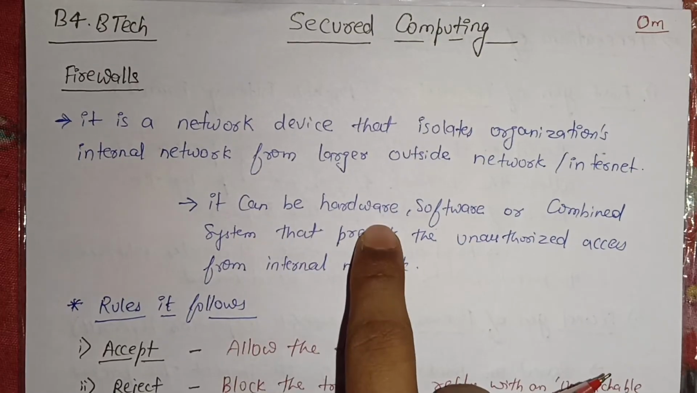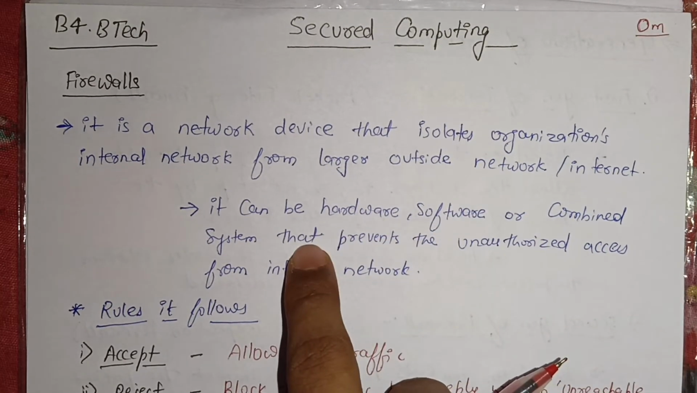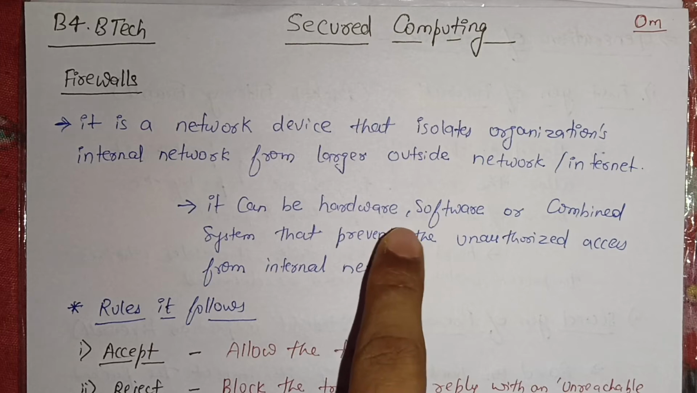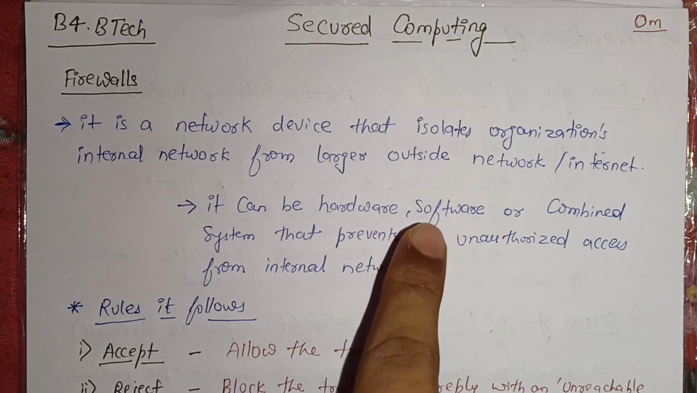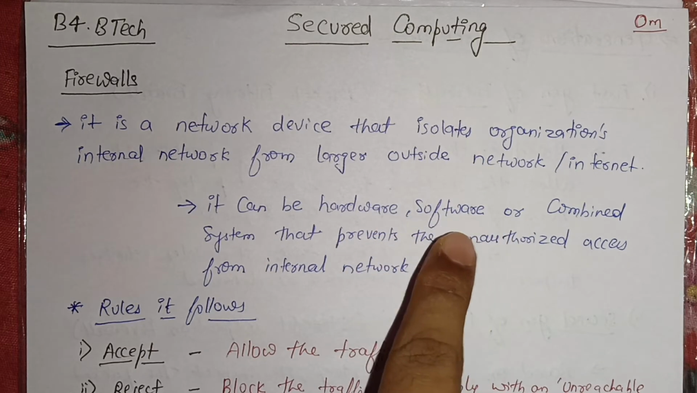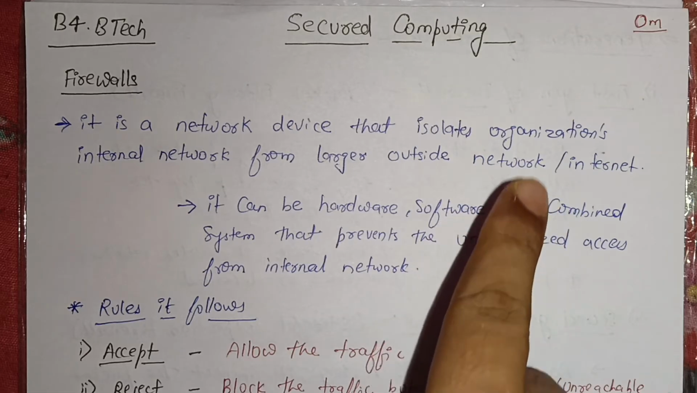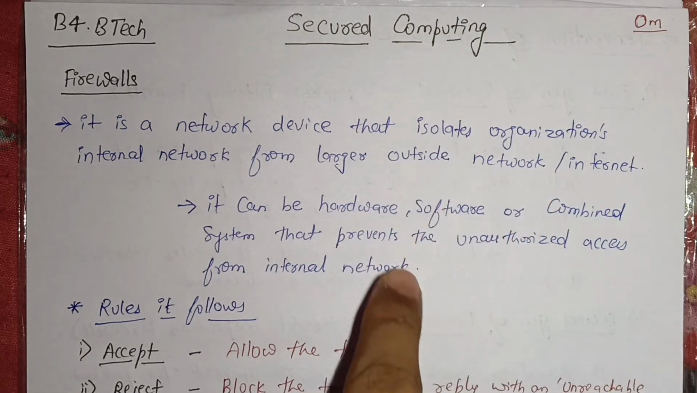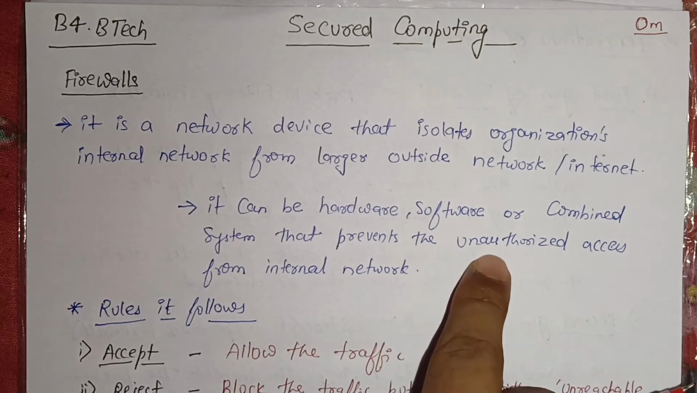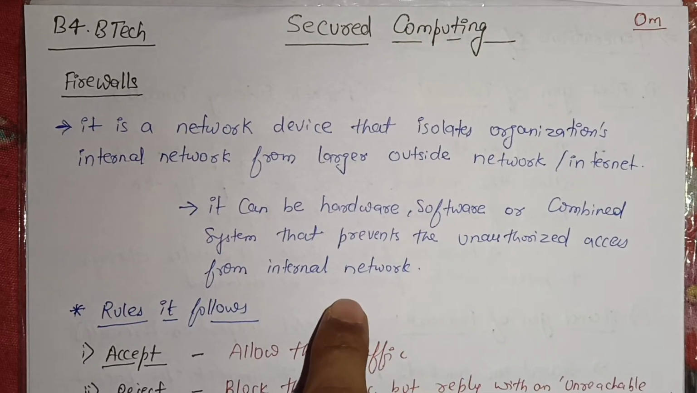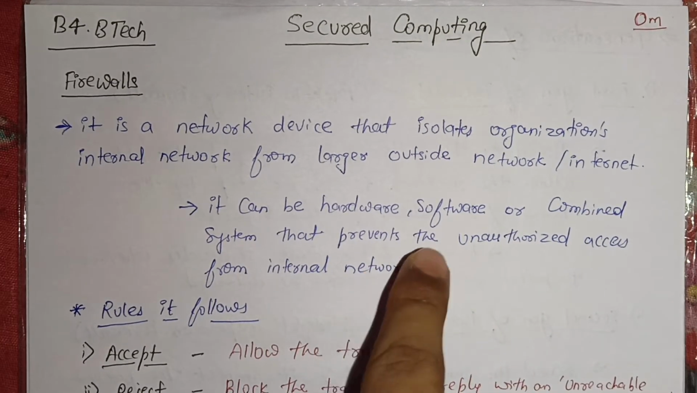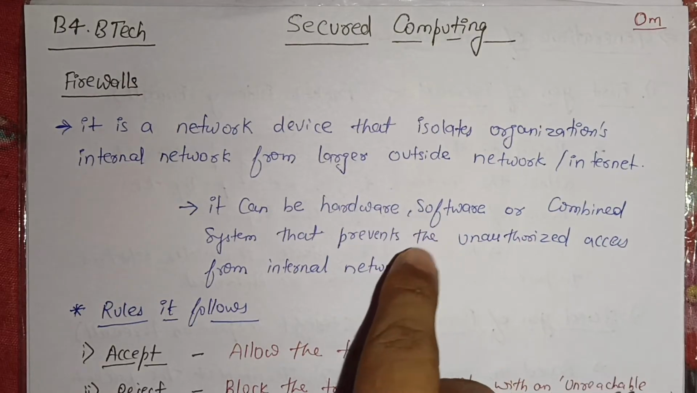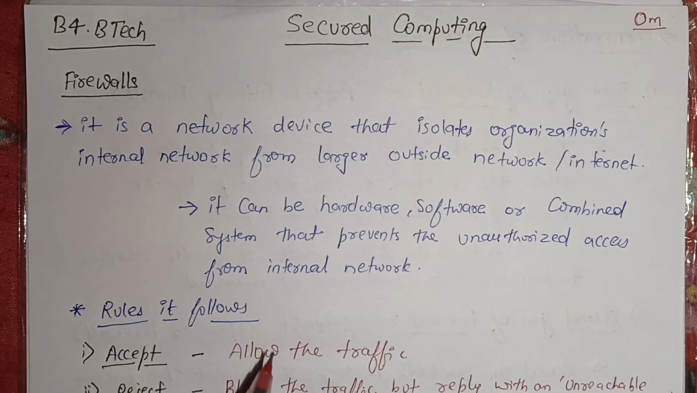So what is it? It can be hardware or software or a combined system. Means you can set up this firewall as hardware, or else you can set up this firewall as software in your organization or your campuses, and that prevents unauthorized access to the internal network. Means if you are using a firewall, then from the public place nobody can access your network. So this is the main purpose of a firewall.